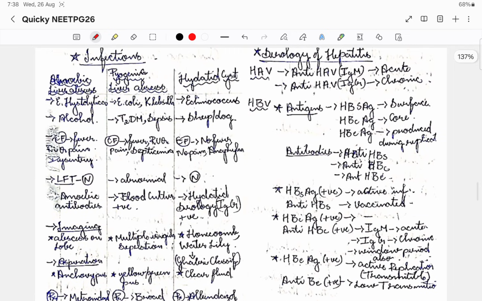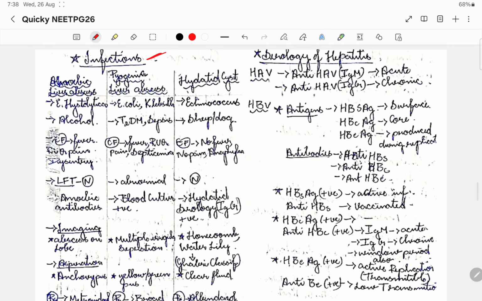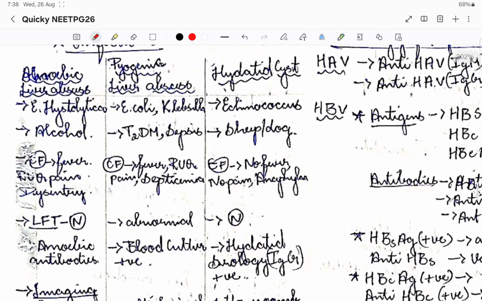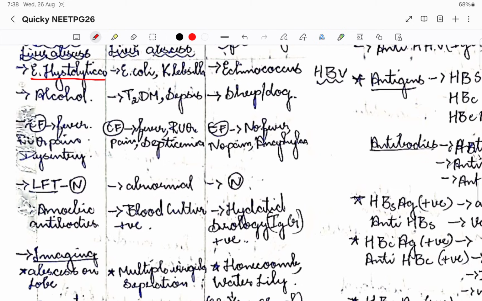Then coming to the other pathologies of the liver. Let us see the infections that might happen in the liver. Other than hepatitis, let us see all the other infections, then we'll go on to hepatitis. There is something called amoebic liver abscess, caused by Entamoeba histolytica, the protozoan. Alcoholic patients are at an increased risk.